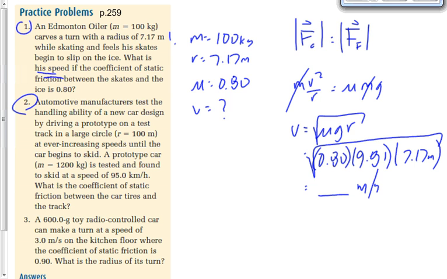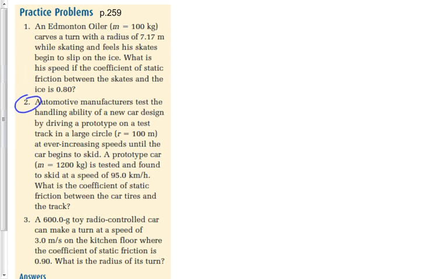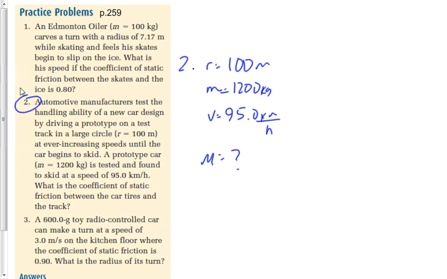Let's take a look at number 2 now. Number 2 says automotive manufacturers test the handling ability of a new car design by driving a prototype on a test track in a large circle at ever-increasing speeds until the car begins to skid. A prototype car with a mass of 1,200 kilograms is tested and found to skid at a speed of 95 kilometers per hour, which we're going to want to convert to meters per second, right? We want to find the coefficient of friction between the car tires and the track. Let's first convert that to meters per second.